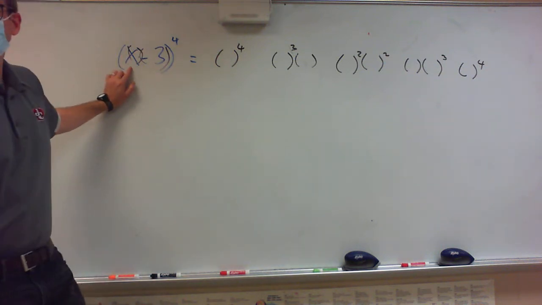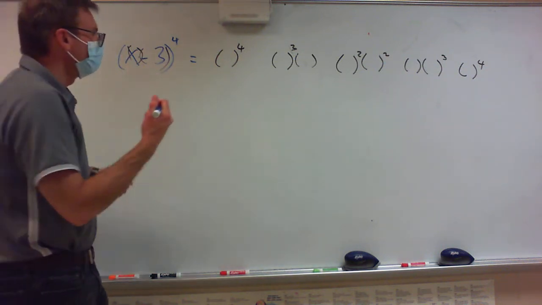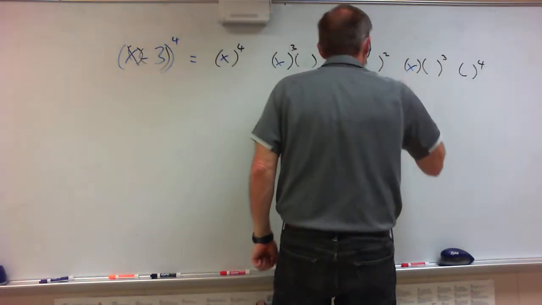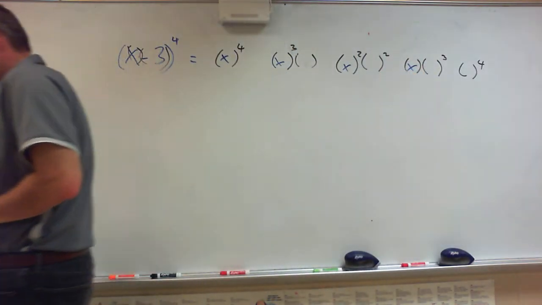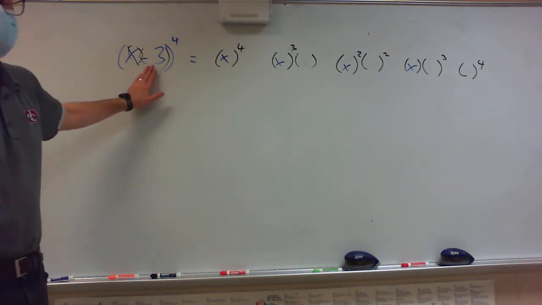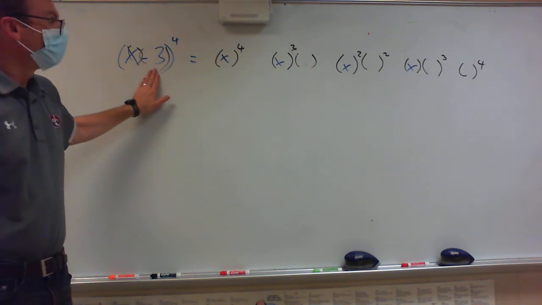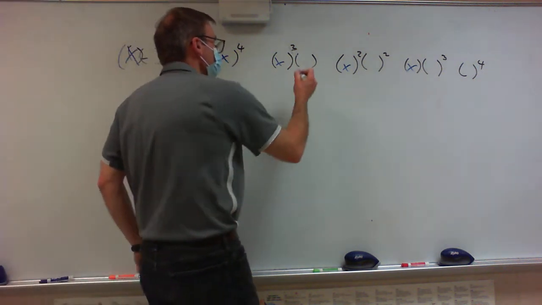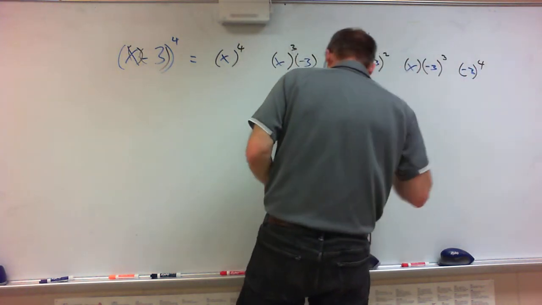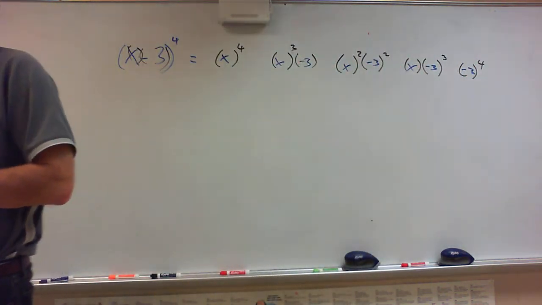What's our first thing? X. And so I know an X is going to go here, here, here, and here. What's our second thing? Everybody see that our second thing's a negative 3? And if our second thing's a negative 3, that means a negative 3 goes here, here, here, and here. Is everybody with me so far?